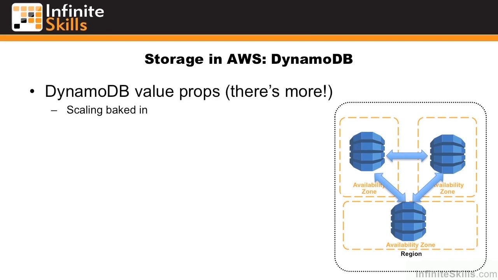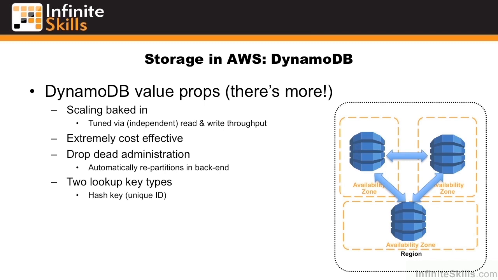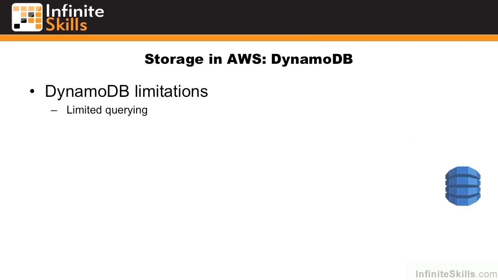The scaling is also baked in. It's tuned via independent read and write throughput. It's very cost-effective and very, very easy to administer. It automatically repartitions your data on the back end. It supports 2 lookup key types, a hash key or unique ID, and a hash plus a ranged key, which is typically a date. It does have a very limited querying capability.